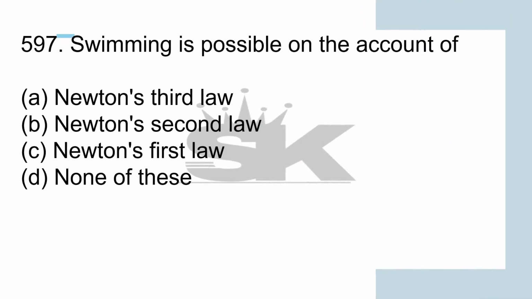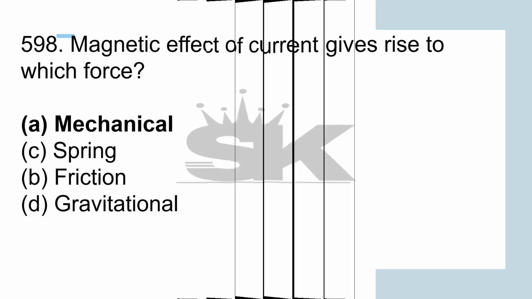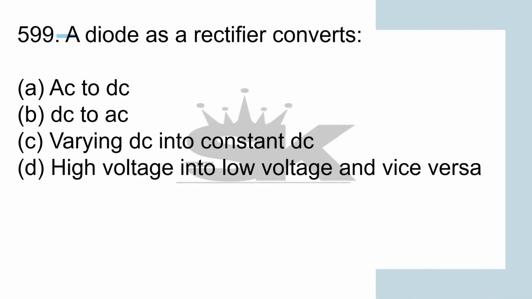Swimming is possible on account of, that is Newton's third law. Okay. So for every action there is an equal and opposite reaction. Okay. Magnetic effect of current gives rise to which force? That is mechanical force. Okay. A diode as a rectifier converts. Diode converts AC to DC. Okay.